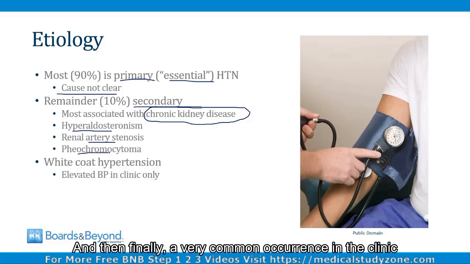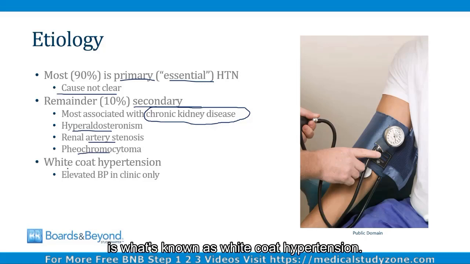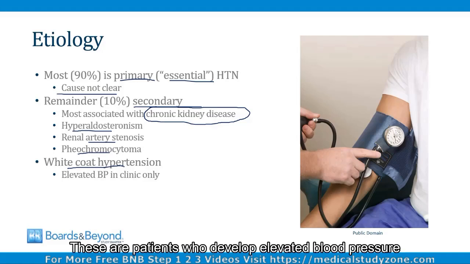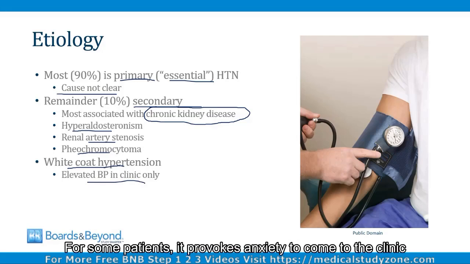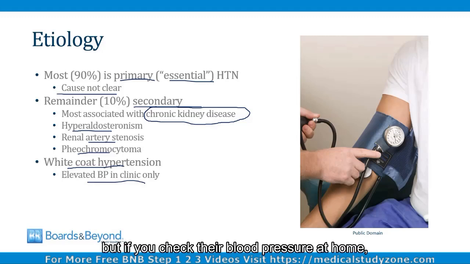And then finally, a very common occurrence in the clinic is what's known as white coat hypertension. These are patients who develop elevated blood pressure only when they're evaluated in clinic. For some patients, it provokes anxiety to come to the clinic and their blood pressure will rise, but if you check their blood pressure at home, it will be normal.